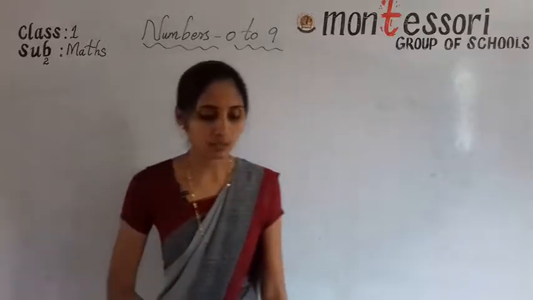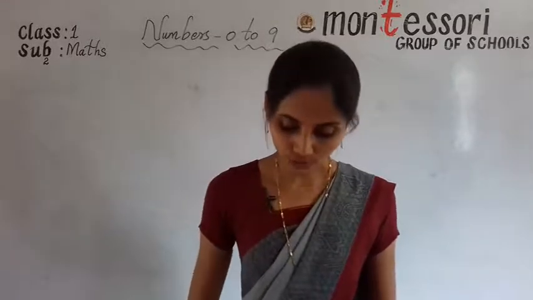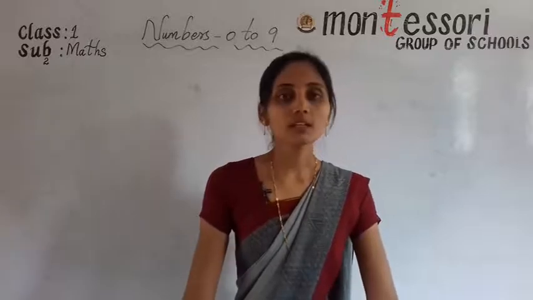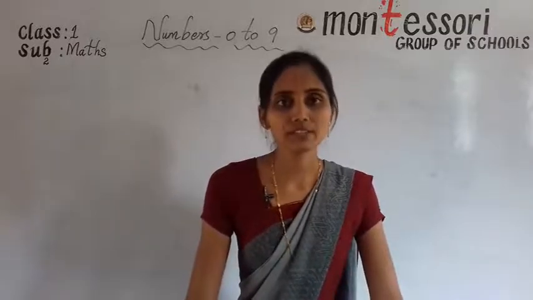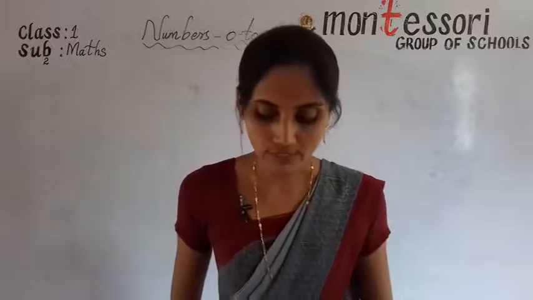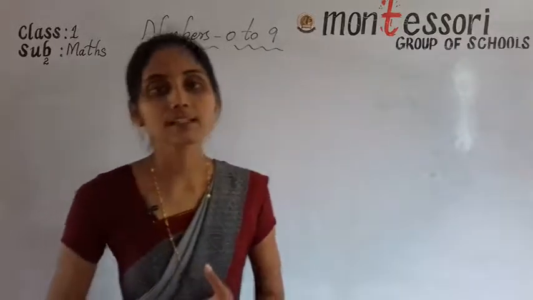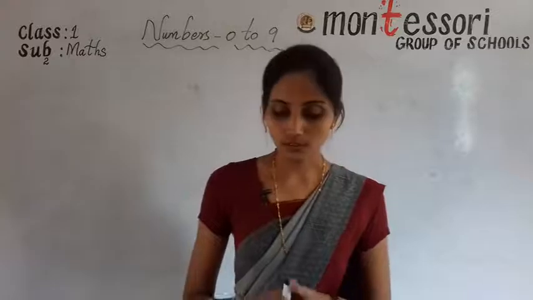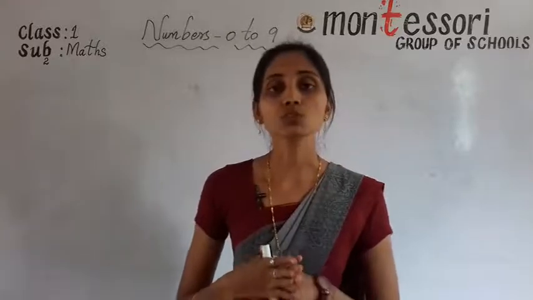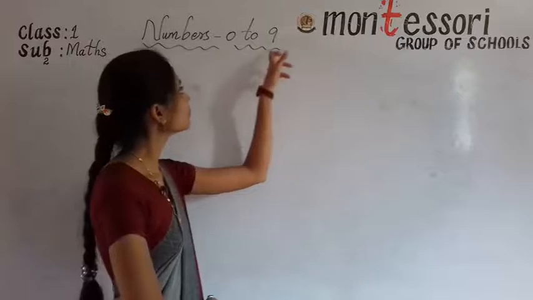So yesterday we completed page number 16. Today we are going to do the work on page number 17. All of you please open your textbook to page number 17. Today's topic is ascending and descending order of numbers from 0 to 9.